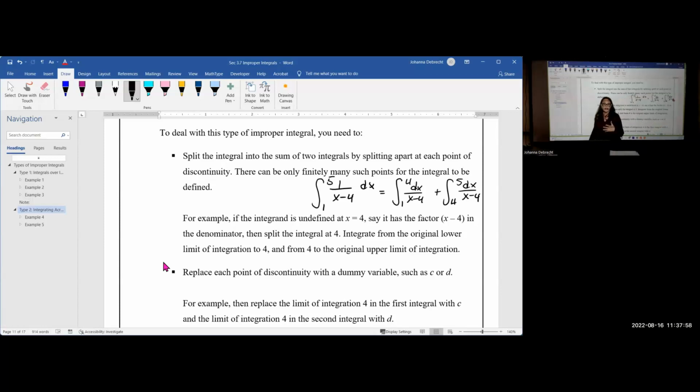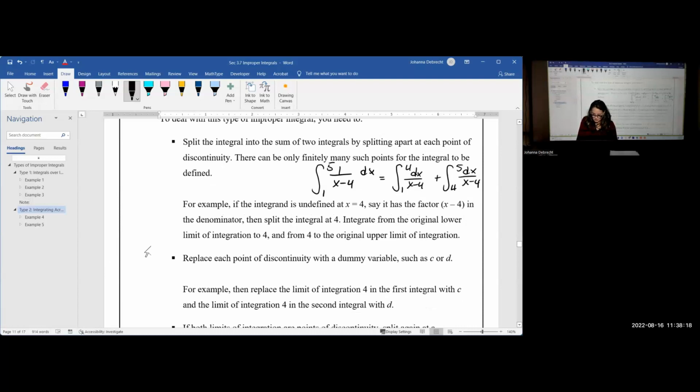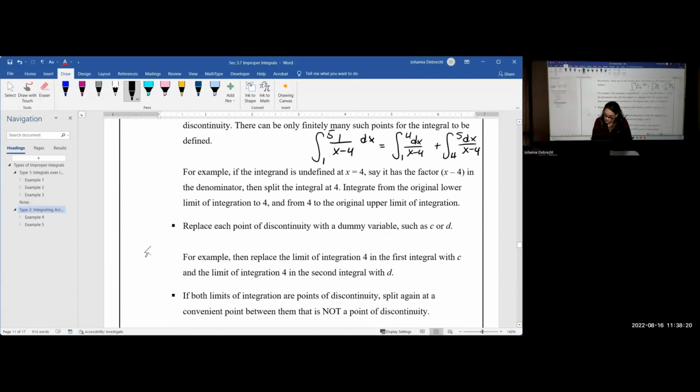It's not infinity or negative infinity, but it is a vertical asymptote, right? It's causing 0 in the denominator. You got to get it out of there. So we're going to replace it with c or d, and then we're going to take the limit as c approaches that 4 from one side or the other, right? So let's take a look at what that might look like right here.